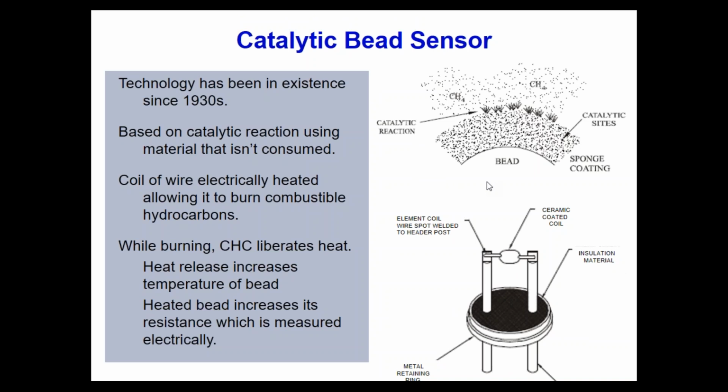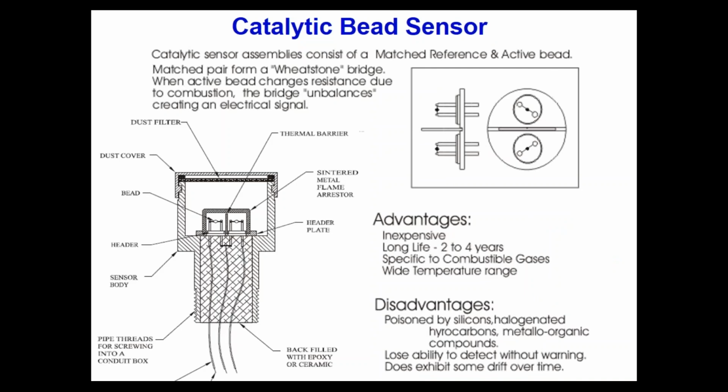Typically catalytic beads are put into what we call a Wheatstone bridge. A Wheatstone bridge is a circuit that basically uses a reference and an active bead. The purpose of that is that when the gas is exposed to the sensor, only the active bead will burn the gas, and the reference bead stays stable.